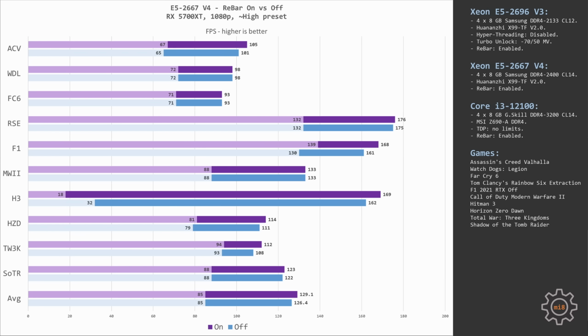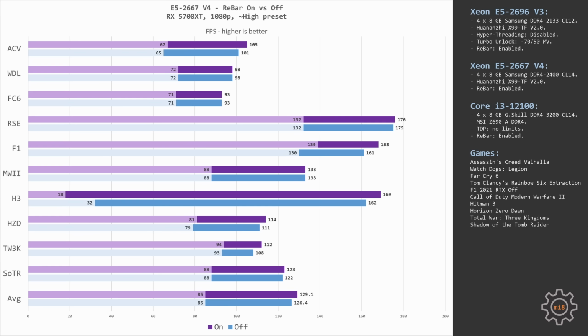While conducting my test of E5-2667 V4, I accidentally forgot to enable Resizable Bar. That's why I had to retest all my games, and that's how I ended up with two sets of results. And since I already have these results, I'm gonna share them with you. So on your screen you can see the difference between Resizable Bar enabled and disabled. Everything else is exactly identical.